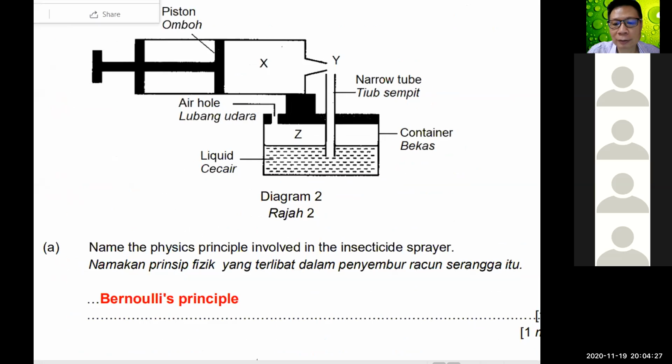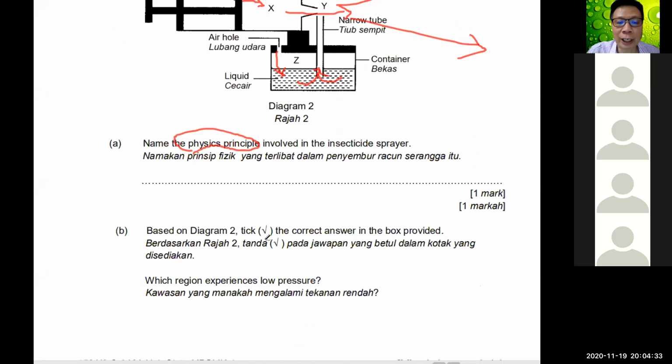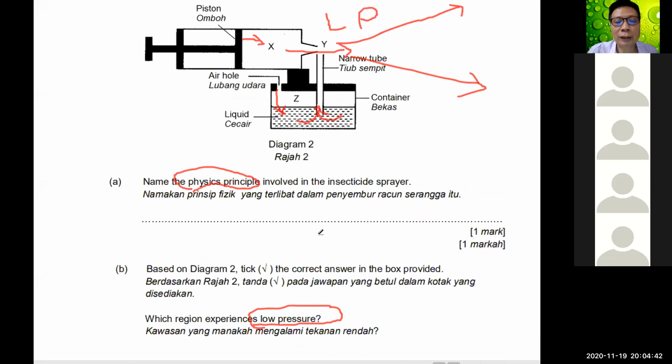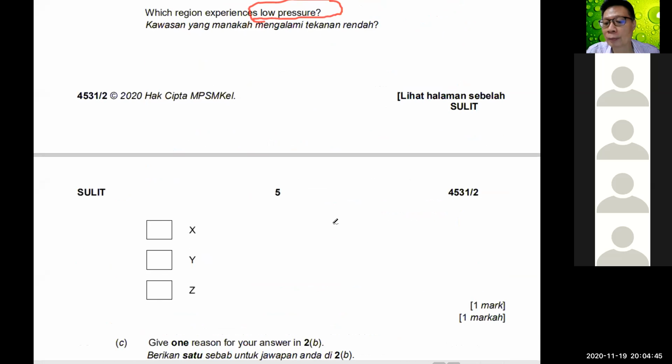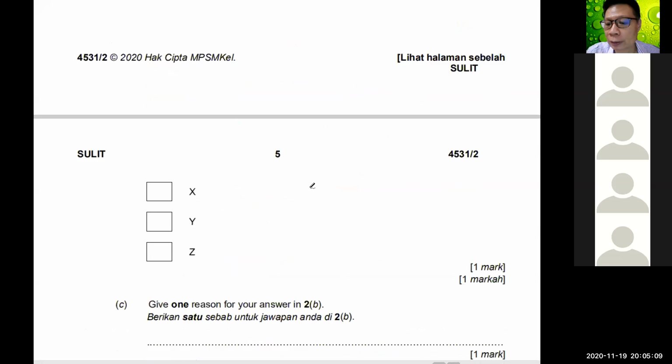Next question. Got the answer already? Next one, they ask you to choose which one is correct. Which region experiences low pressure? This one you already know, just now I said. Which region is low pressure? X, Y, or Z? Chao Yang, which one is low pressure? They ask you to choose one.